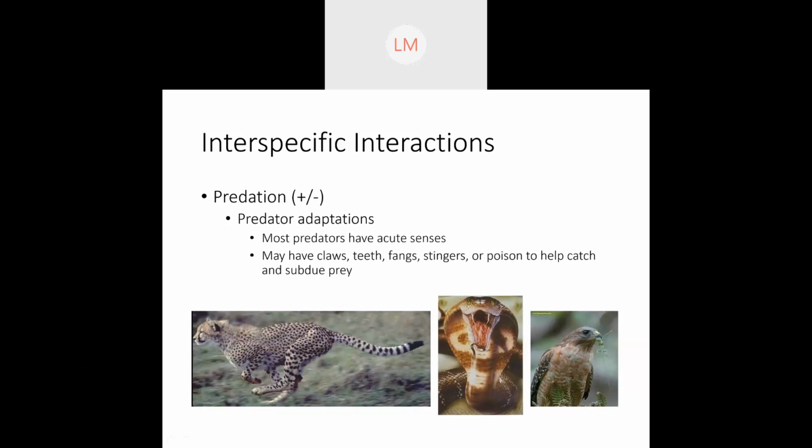With our predator interactions, we see a lot of really interesting adaptations that predators have. So most predators are going to have senses that are highly acute or very fine-tuned. They might have other things that benefit them as well, claws or teeth, maybe fangs or stingers, poison, a lot of these things that help them catch and subdue their prey. So they have these adaptations that they've evolved to be predators.